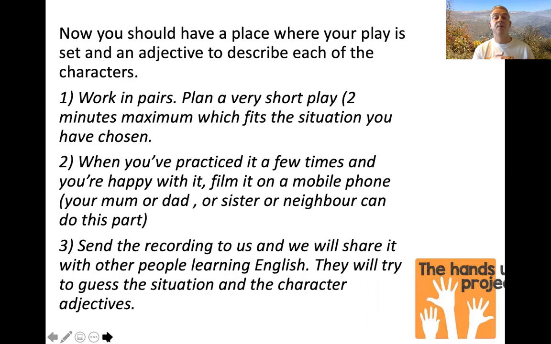This is going to be how you're going to make your play. So you need to work in pairs. You could work with a friend, get together with a friend to do this, or with a neighbor or a brother or sister or something. And you're going to make a very short play, which is 2 minutes maximum in length. And it needs to be set in the place where you chose.